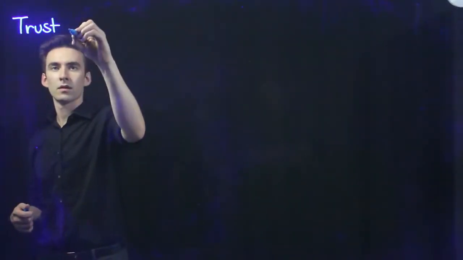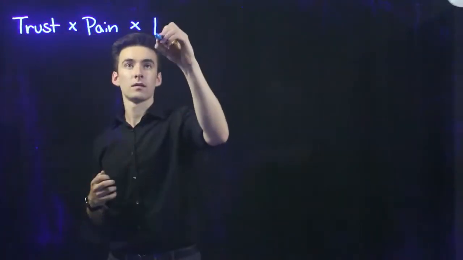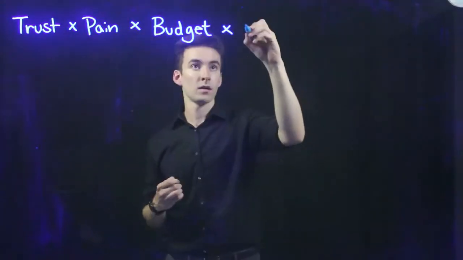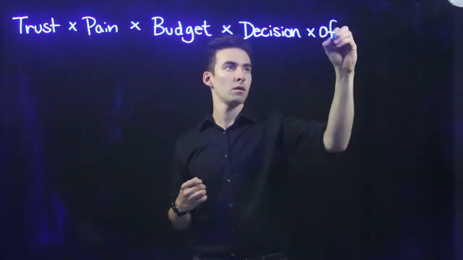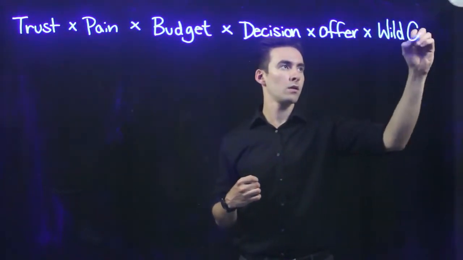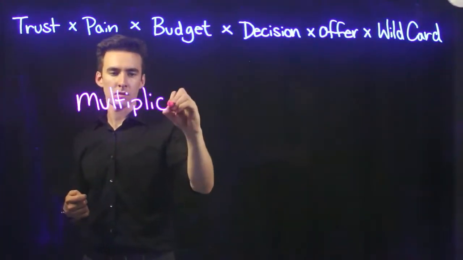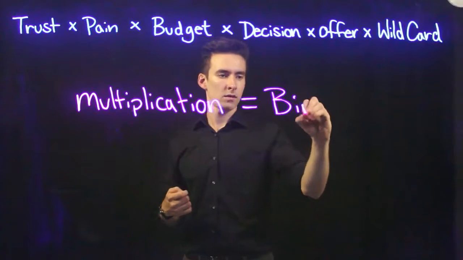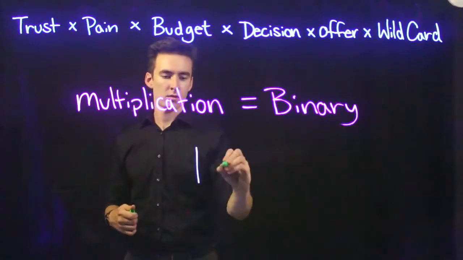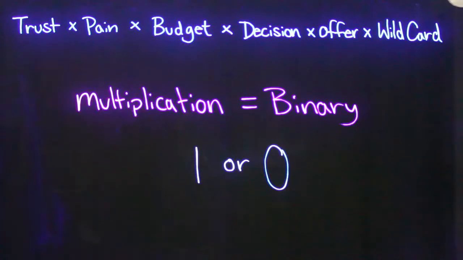Last episode, we talked about using the sales formula with multiplication. Each variable was binary, meaning if there was a sufficiency, you would put a 1, but if that variable was insufficient, you would put a 0. If you have any zeros, your whole formula ends up equaling 0, meaning your sale won't close.